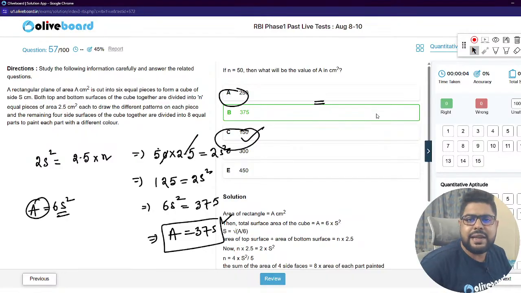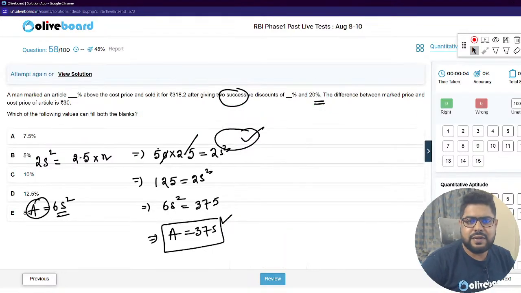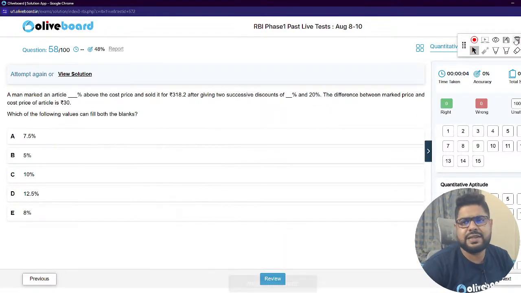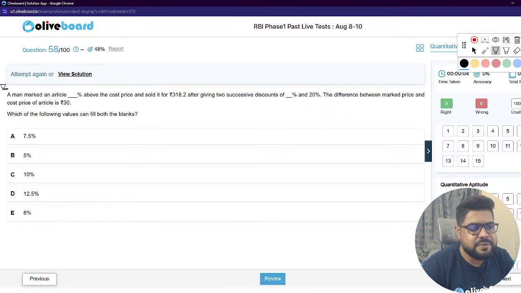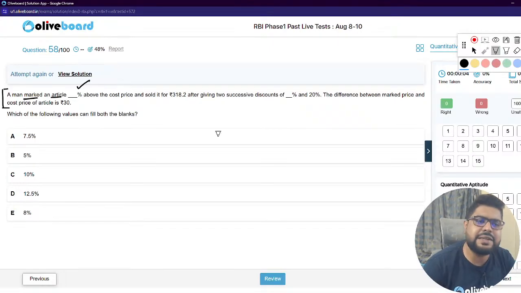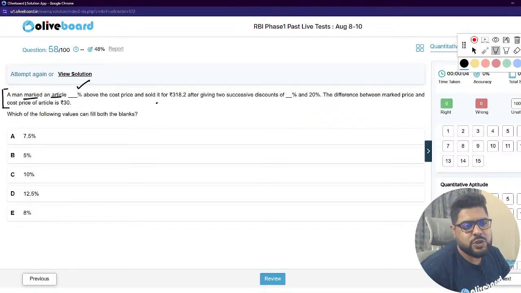You hardly will need 10 seconds to solve. Perfect. Very, very simple. Next question, sir. A man marked an article -% above the cost price and sold it for this.